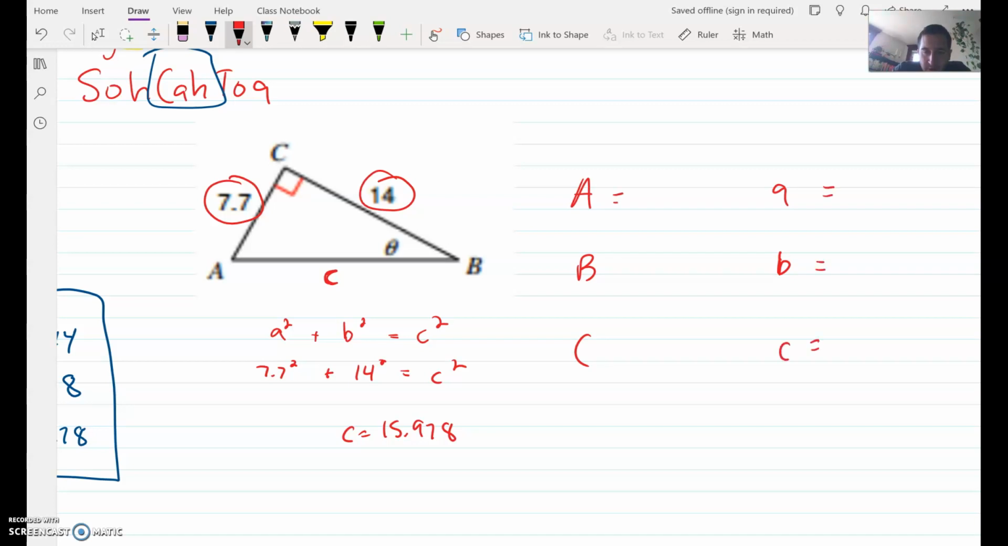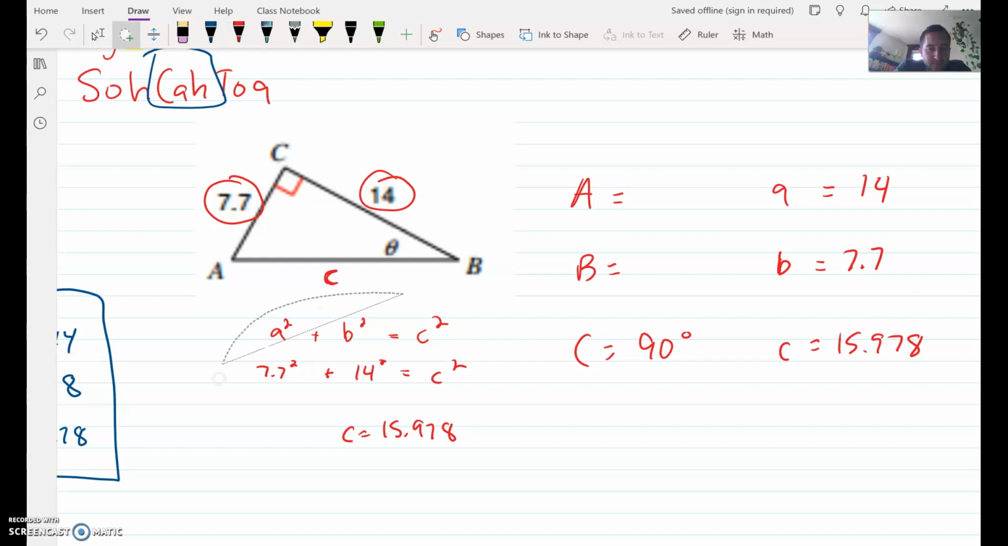Let's write down what we know. We know all the sides now. We know that side A is 14. We know that side B is 7.7. We just found the hypotenuse is 15.978. But the only angle that we know is the 90-degree one. We're missing our other two angles. And so what we have to do is we have to use inverse trig.